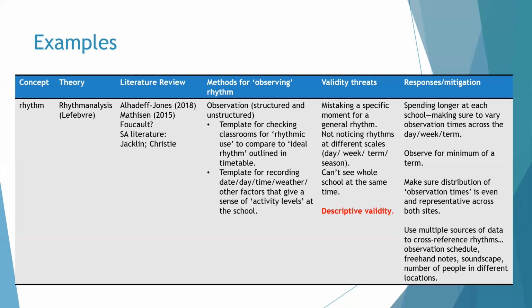Validity threats: mistaking a specific moment for the general rhythm, not noticing that rhythms play out at different scales across the day, week, term, or season. And of course, the challenge of not being able to see the whole school at the same time. Now, how did I address these validity threats? Well, I spent as long a time as I could at each school, making sure that I varied my observations across the day, weeks, and terms. The observation was for a minimum of a term.